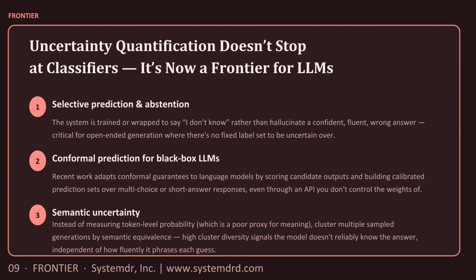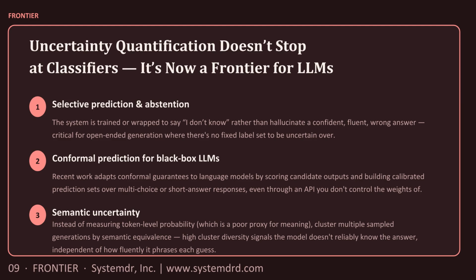First, selective prediction and abstention. The system is trained or wrapped to say, "I don't know," rather than hallucinate a confident, fluent, wrong answer. Critical for high-stakes generative use like clinical summarization or legal drafting, where fluent hallucination is far more dangerous than an honest admission of insufficient information.